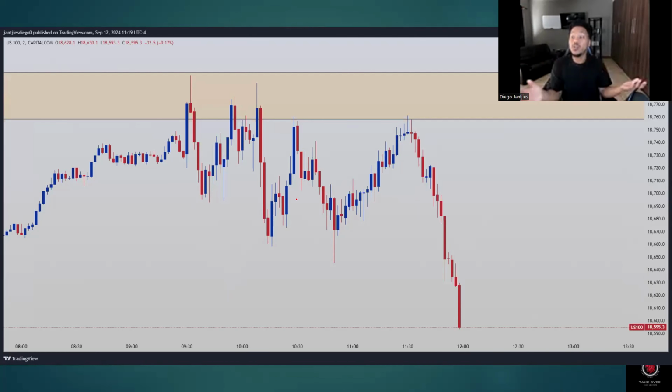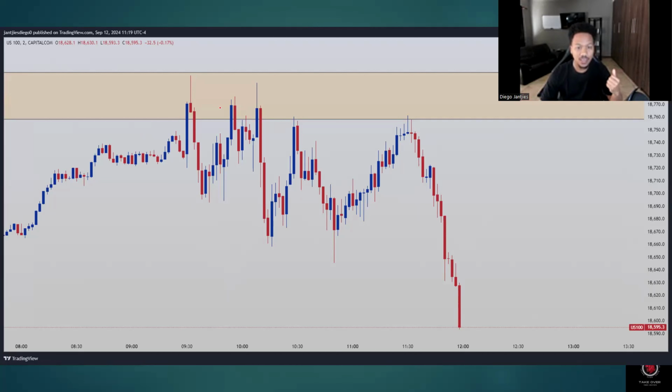So what do we want to see price do now? We simply want to see price take out minor areas of liquidities, right? And not only take out minor areas of liquidities, but also have a change in market structure as well, right? So that was one opportunity you could have found yourself participating in, right?